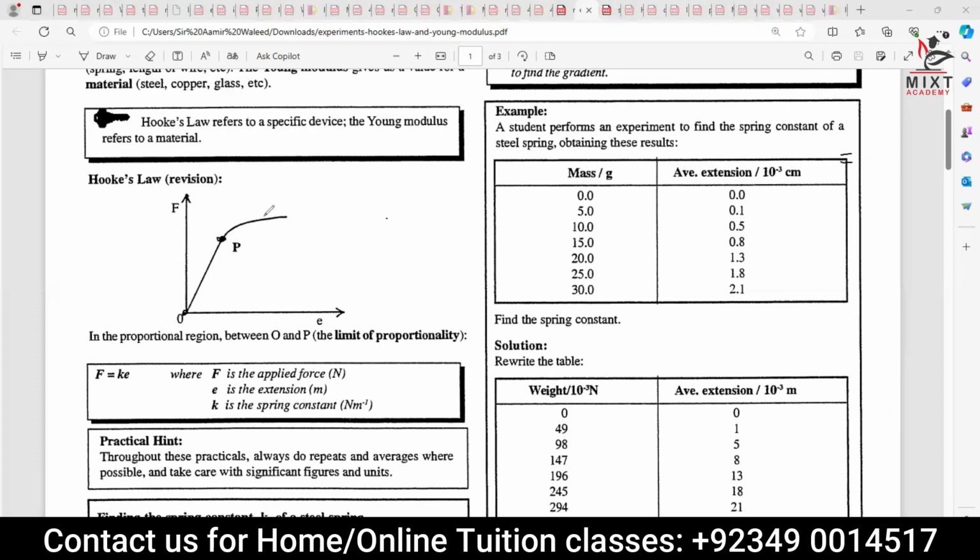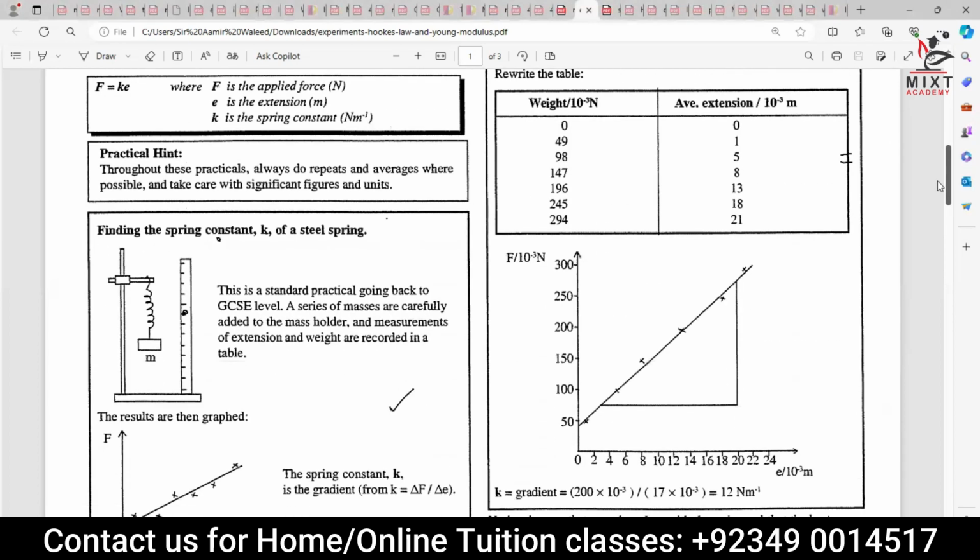But this graph shows us that between O and P, you will have a direct relationship. You apply the force and X will be extended, or there will be extension. Okay, so I want you to draw that diagram and write till here. Now, this was the old stuff. I mean, we have just noted that and everything.